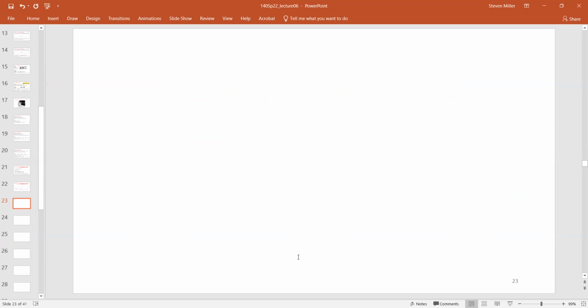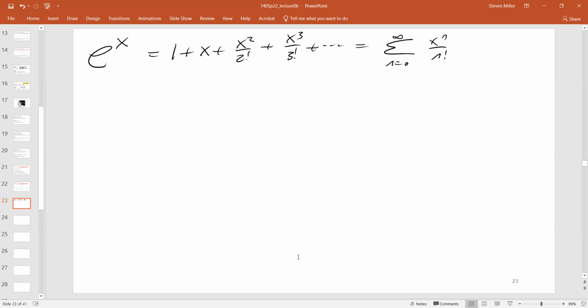So there's two definitions for e to the x. One definition is e to the x is 1 plus x plus x squared over 2 factorial plus x cubed over 3 factorial plus ... And this is the sum from n equals 0 to infinity of x to the n over n factorial. N factorial is n times n minus 1, down to 3 times 2 times 1, with 0 factorial equals 1.